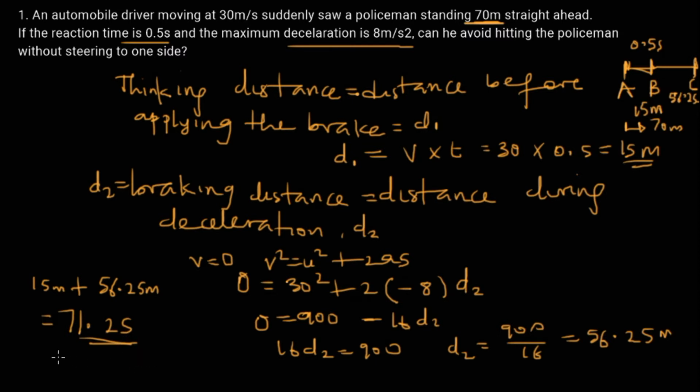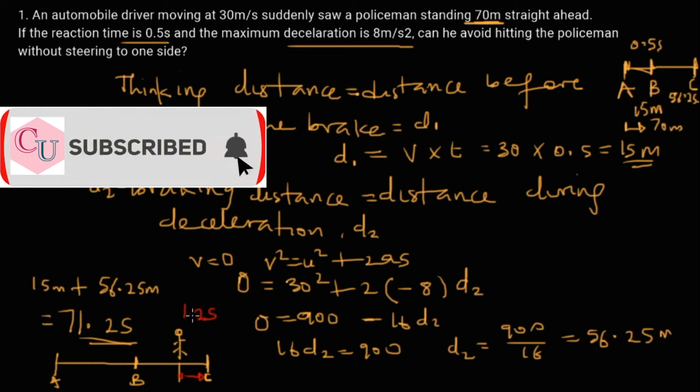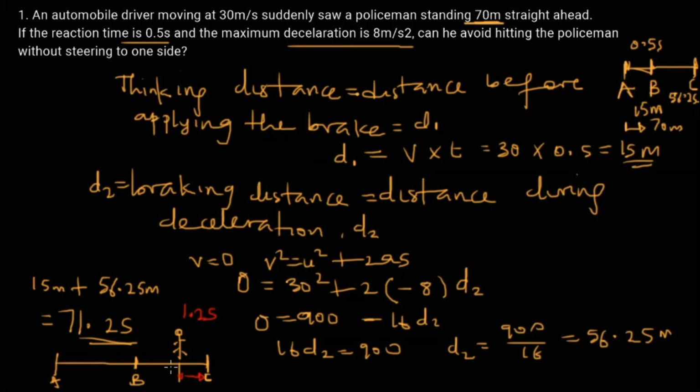Let's say this is the point A, and then this is the point B, and then this is the point C. The policeman will be somewhere here, and the difference between the distance of the policeman and the car will just be 1.25. So he can't avoid hitting the policeman without steering to one side.